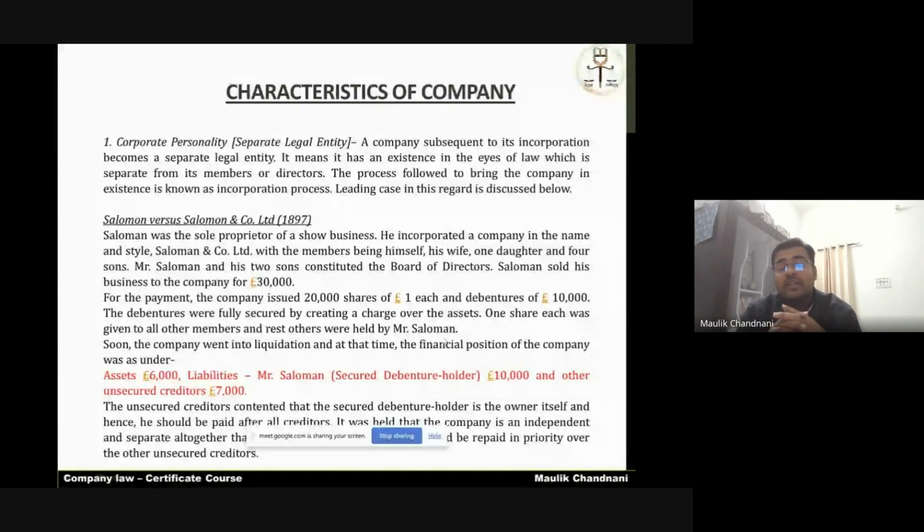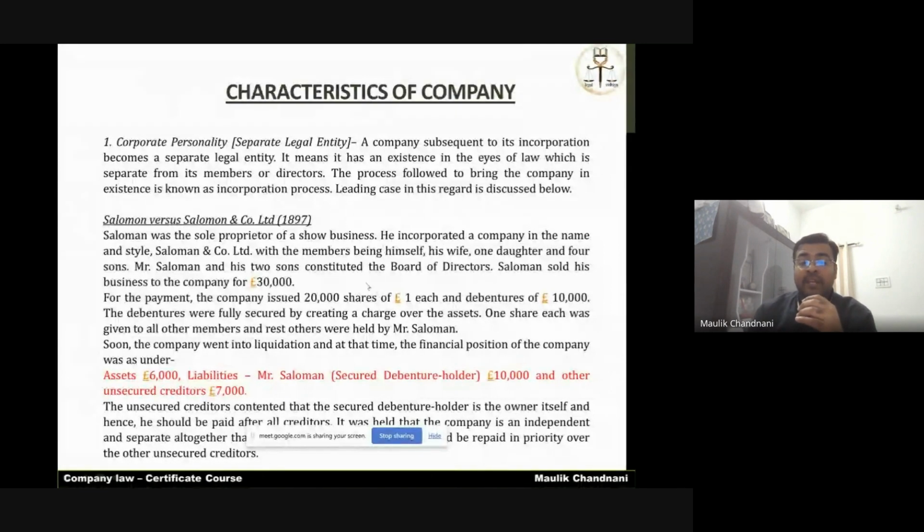secured debentures as well. There were unsecured debentures as well. Soon, interestingly, the secured debentures were subscribed by Mr. Salomon, the owner himself, and the unsecured debentures were issued to the public. Soon, the company went into liquidation. In the liquidation, the assets fell short of paying the liabilities. If you can see, the assets were 6,000. The liabilities were what? The debentures were 10,000 plus creditors 7,000. Total liabilities were 17,000. Now, in these 17,000, 10,000 debentures were actually taken up by Mr.